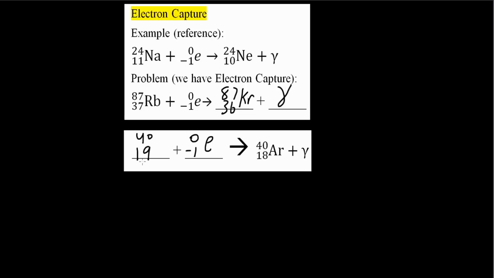Now go to a periodic table. What does 19 correspond to? And that corresponds to K for potassium. And that's all we need to do for electron capture.